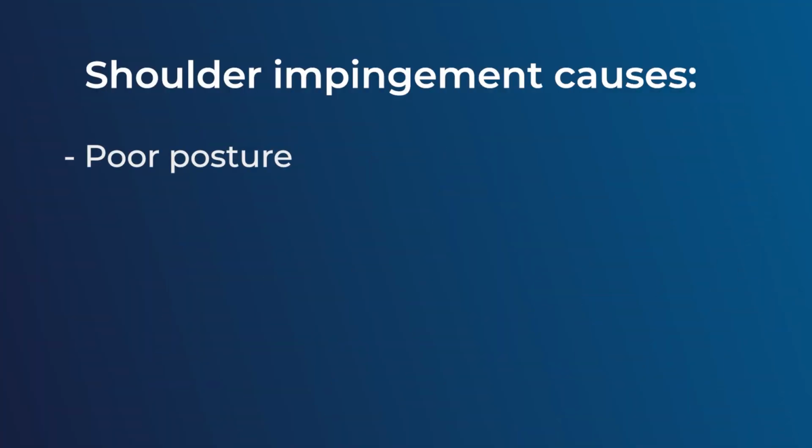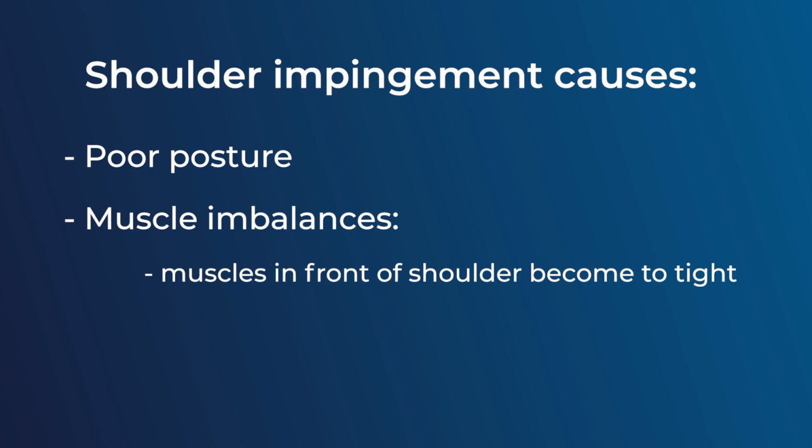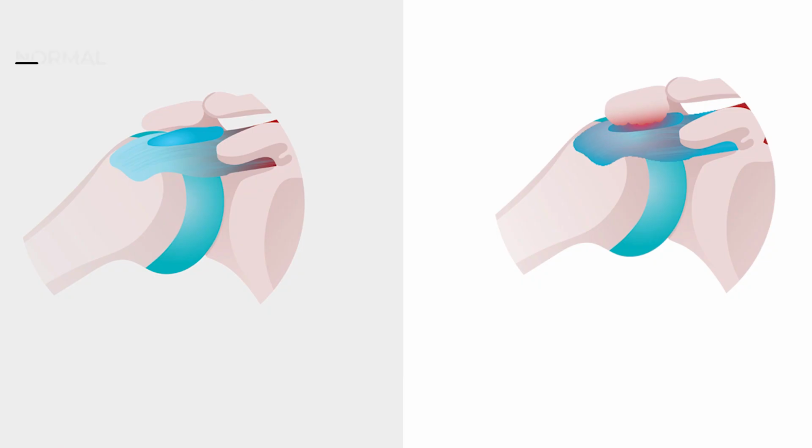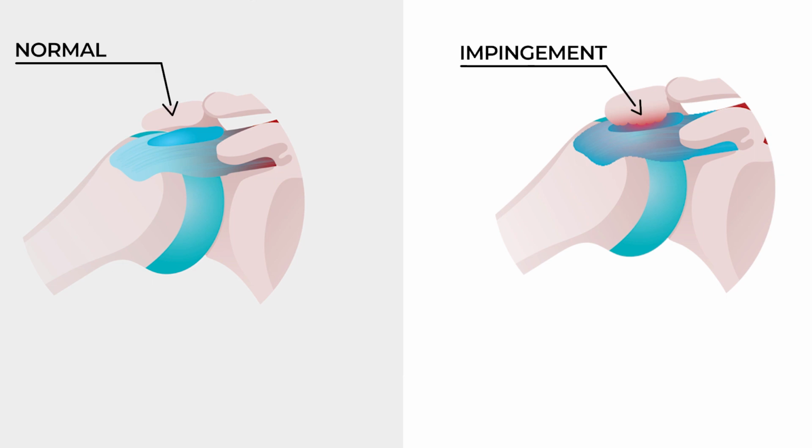Let's start with impingement. Impingement is typically an overuse type injury in the shoulder. It often occurs over time. Things such as poor posture, muscle imbalances where the muscles in the front of your shoulder become too tight, muscles in the back of the shoulder become too weak, create an imbalance to where the shoulder can't function like it normally does. That can lead to impingement where the soft tissues in the shoulder, such as a tendon, begin to pinch and get irritated and lead to inflammation, which can cause pain.